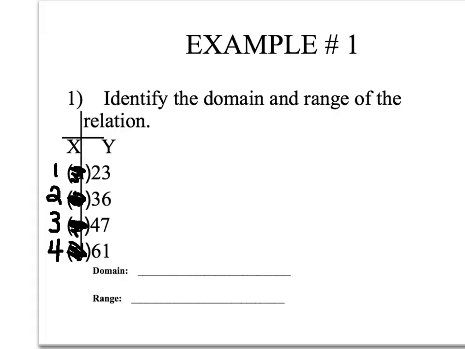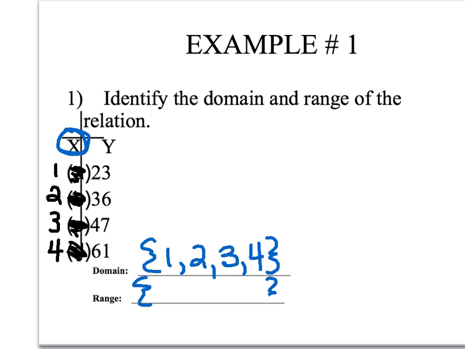So example number 1, yours may look a little bit different. Your table may be horizontal instead of vertical. It says identify the domain and range of this relation. So the relation is just a group of ordered pairs. And the domain is all of the x coordinates. So we have the set 1, 2, 3, and 4. Those are all of the inputs. And our range is all of the y coordinates or the outputs. We have 23, 36, 47, and 61, our domain and range.